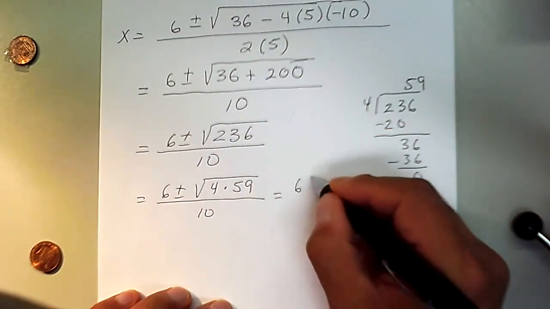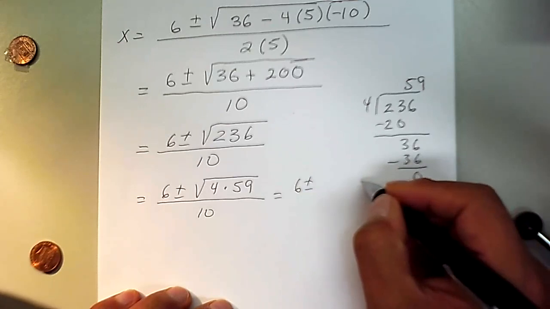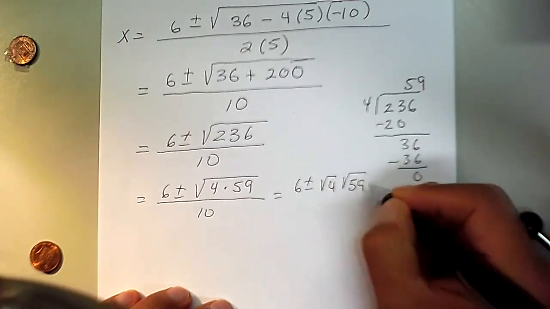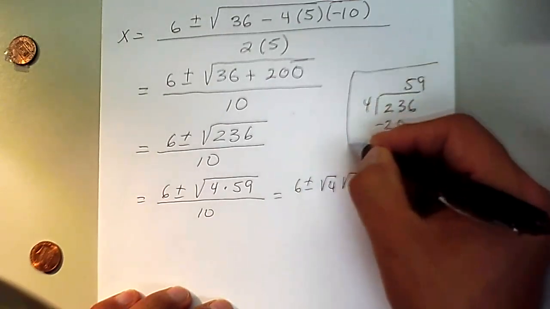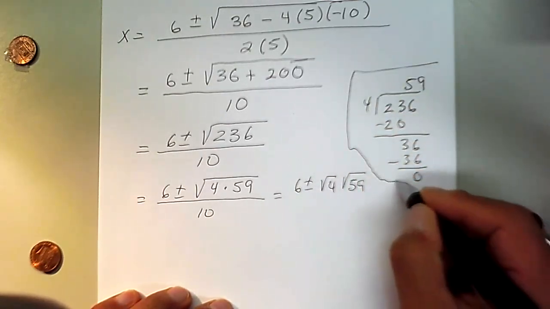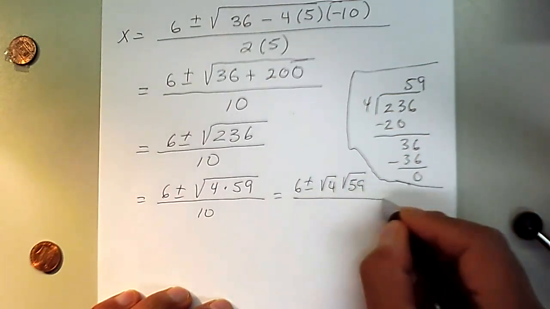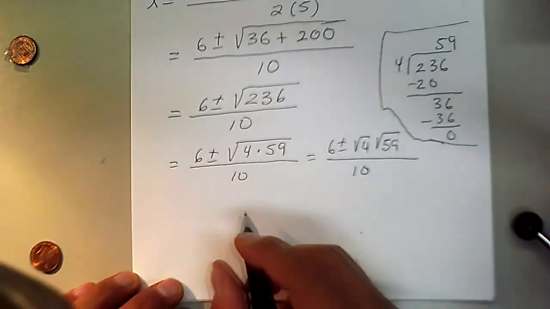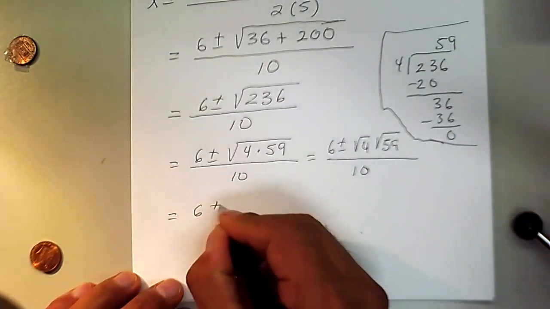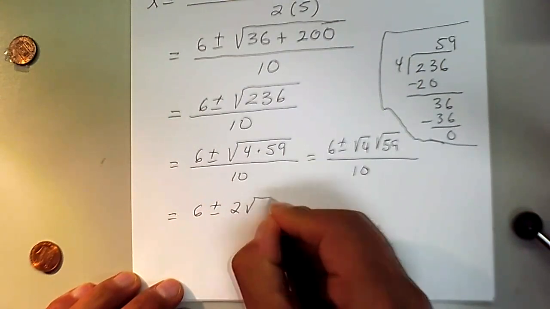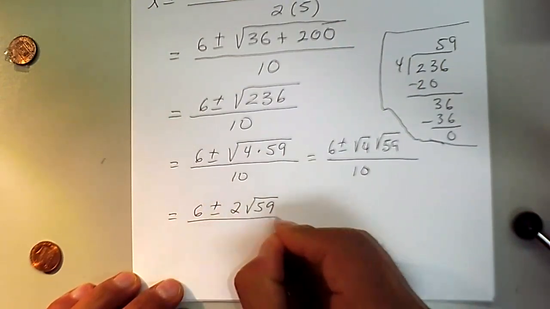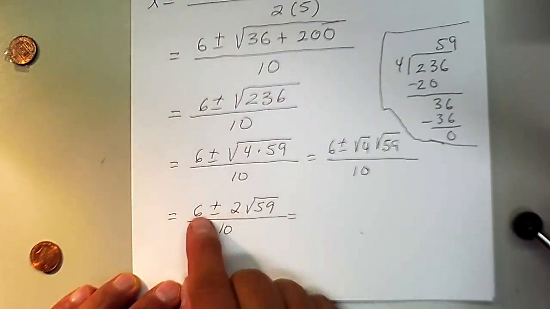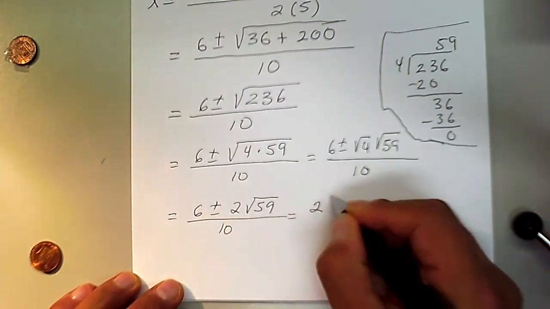So that is 6 plus minus square root of 4 times square root of 59. This computation was something on the side, over 10. And square root of 4 is 2. So this is 6 plus minus 2 square root of 59 over 10. And we need to factor 2 out of those two.